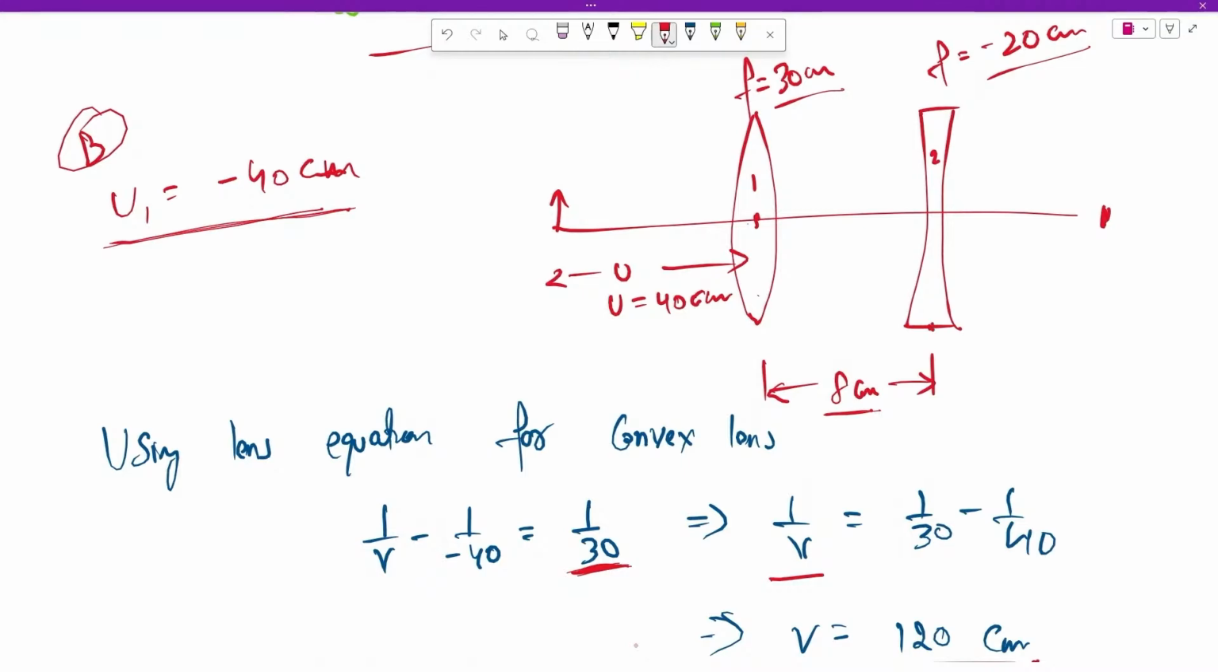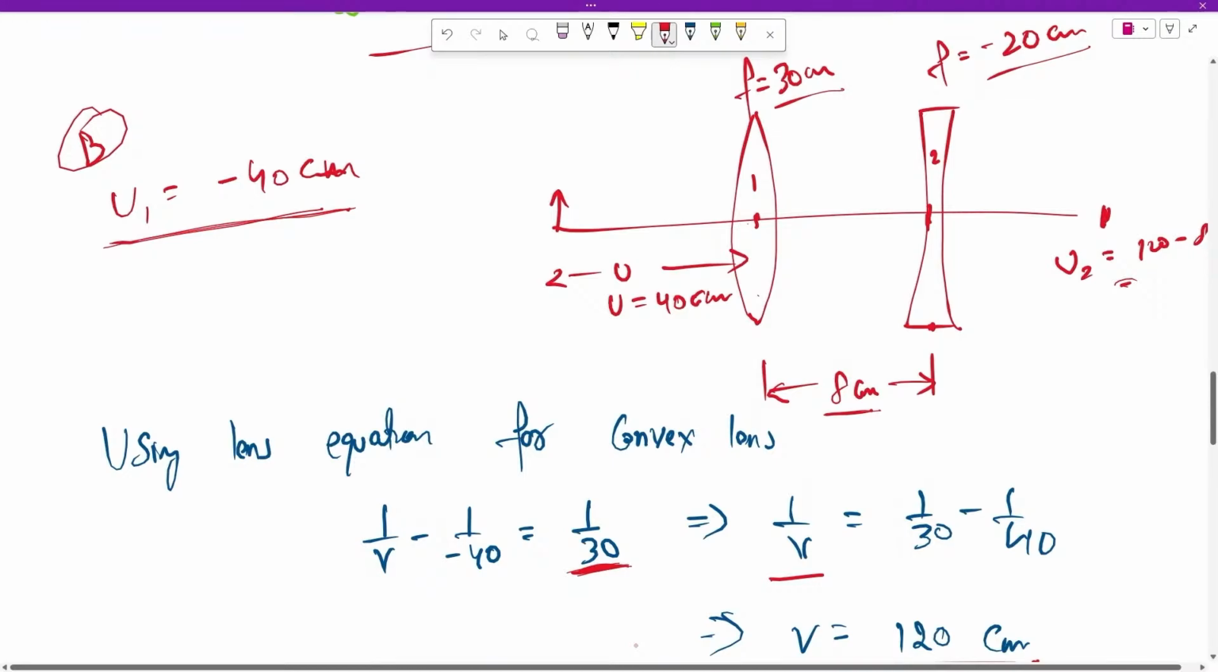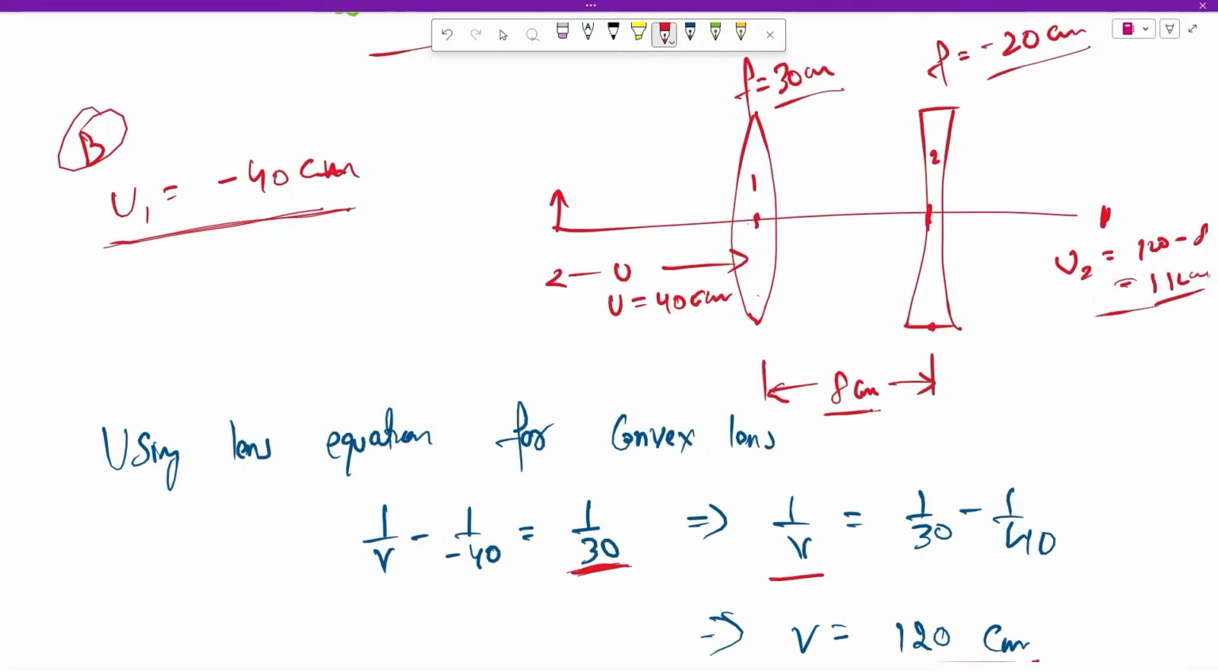So we can find out the object distance for this concave lens, and that would be u2 equal to this 120 centimeter minus this distance 8 centimeter, and that will come out to be equal to 112 centimeter. Since this distance is on the right hand side of the concave lens, it is going to be positive, so u2 is going to be plus 112 centimeter.